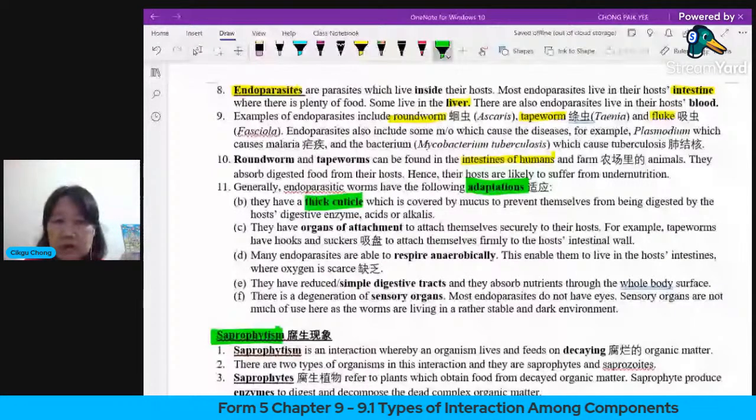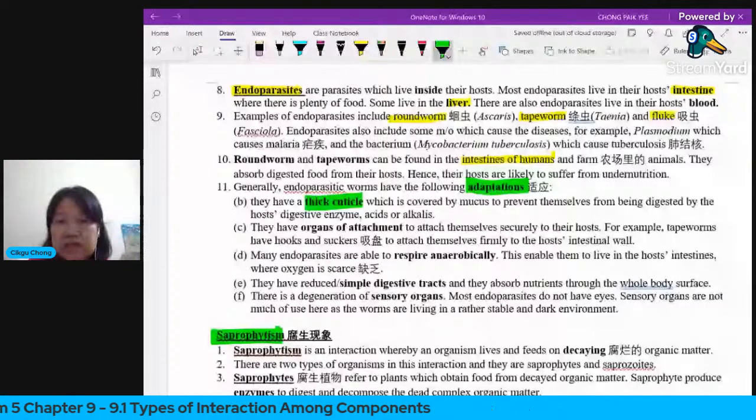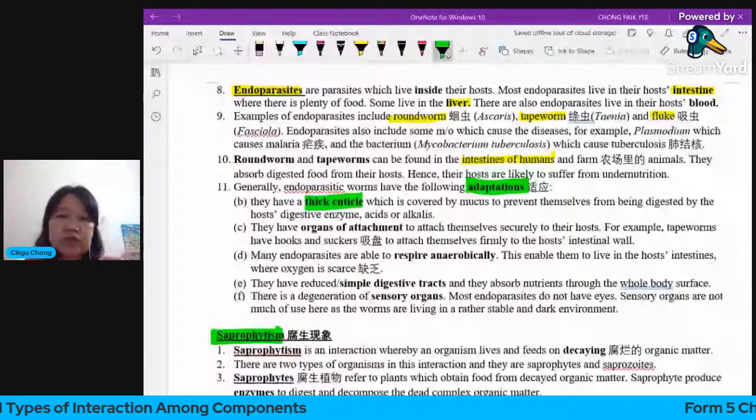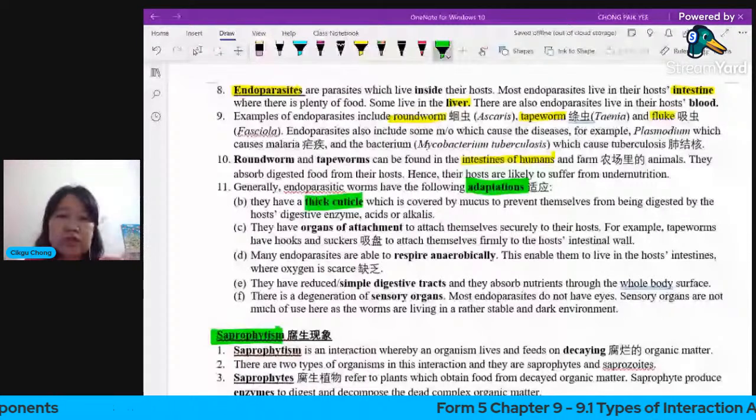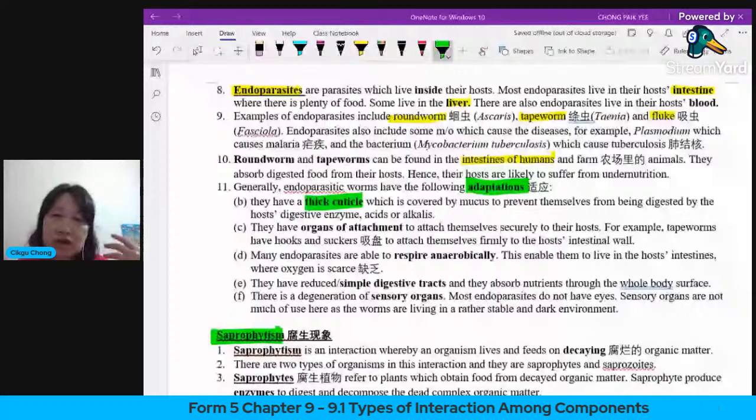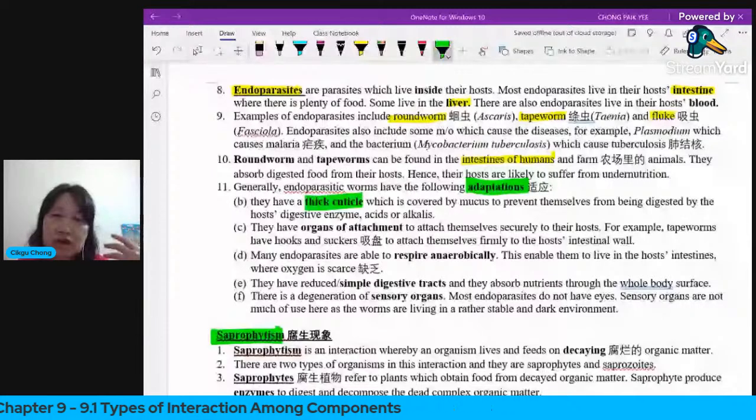And then they have a simple digestive tract. They just absorb nutrients. They don't need to digest the nutrients, because the nutrients are already digested. They need to absorb nutrients. Okay, they don't have a complex system. They don't produce their own enzymes to digest the food. They don't need to.